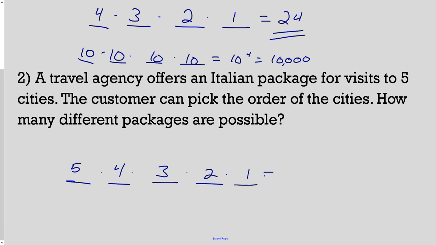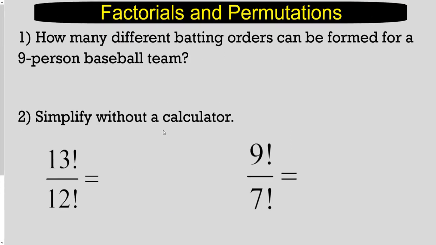So another way to say that would be 5 factorial. Okay, so 5 times 4 is 20, times 3 is 60, times 2 is 120. There would be 120 different vacations that you could piece together just by rearranging the order that you visit those 5 cities in.